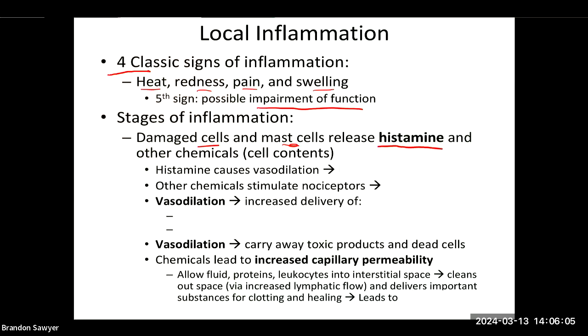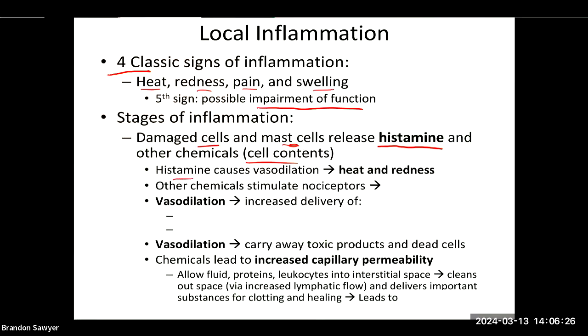But then they also release other things. Everything that's inside of the cell, a cell that gets damaged gets dumped out too. And both the histamine and the cell contents have a way of activating our immune system. Okay, so histamine is a vasodilator. That's what it does. It causes your blood vessels to relax, and so we get more blood going to that area, right?